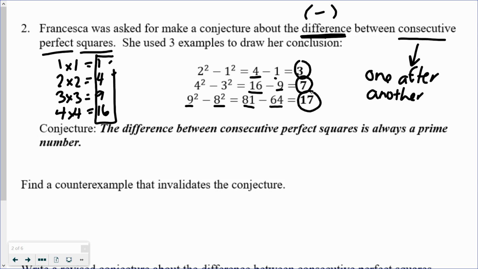So the conjecture that she made is, looking back at the sentence, the difference between consecutive perfect squares is always a prime number.